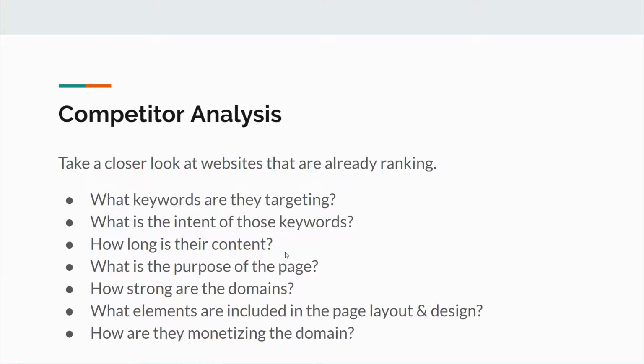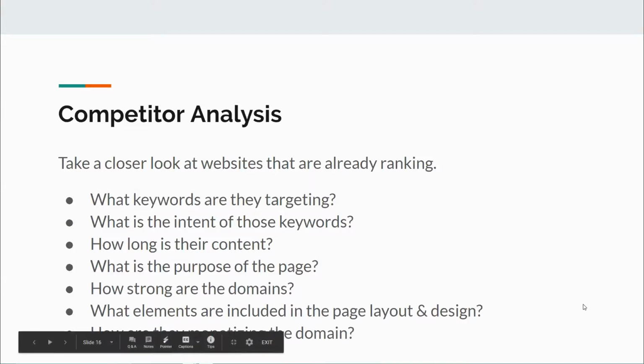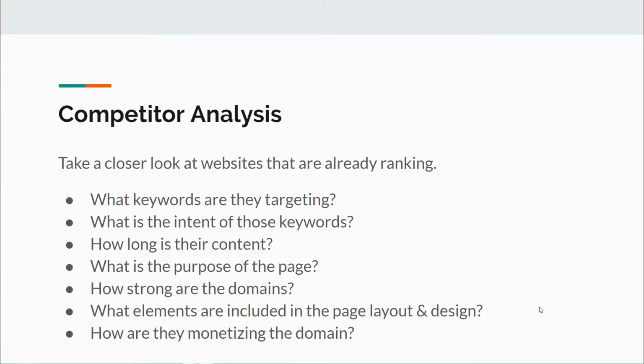So look at their content, look at the keywords that they're exploiting, try to figure out what the purpose of the page is. Is the purpose of the page getting calls? Is the purpose of the page maybe collecting leads by offering a free tool or a free resource? How strong are the domains? So how many backlinks do they have? You could even throw their domain name into one of those tools and see how strong their website is compared to yours.